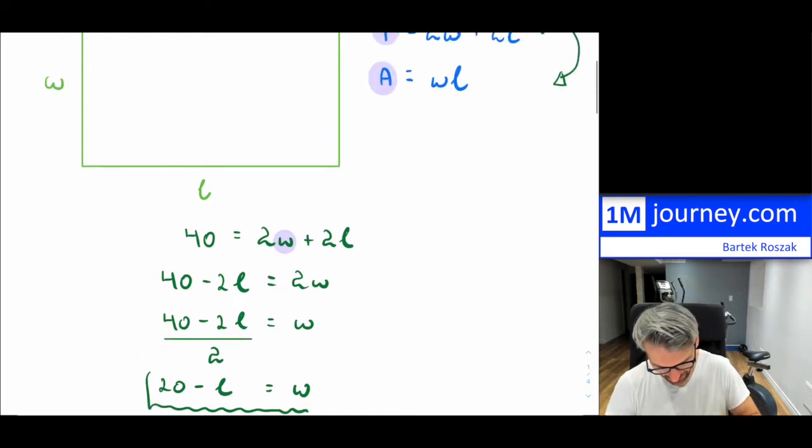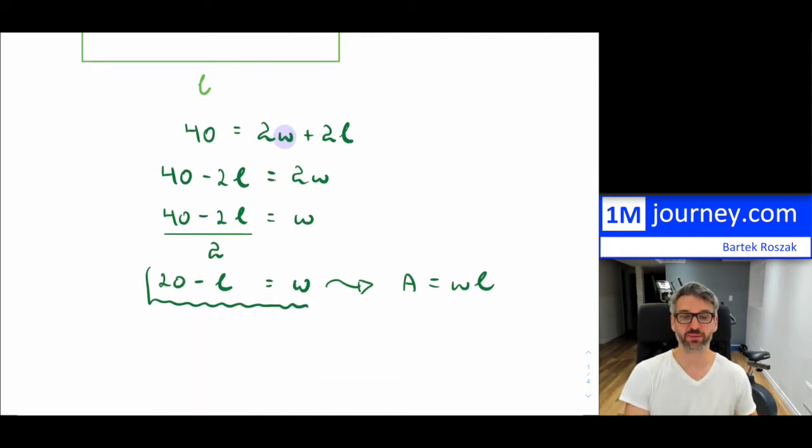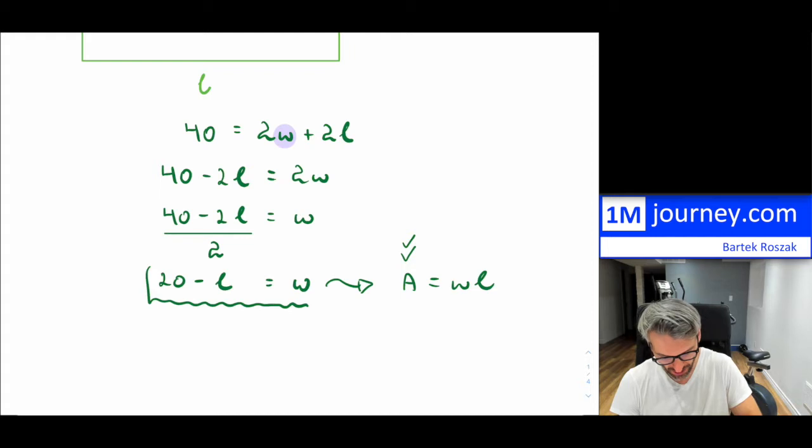Now, once I have this, I'm going to take this W and substitute it into this equation. Why am I doing that? Because I don't want to have W times L, since those are 2 variables that I don't know. And I want to be able to maximize this area.